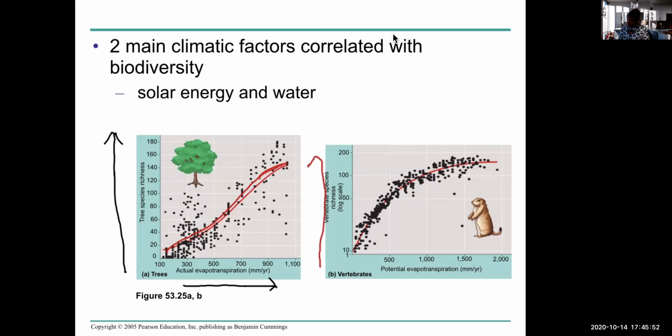And the same is the case here for vertebrates. Here's vertebrate species on the y-axis, and evapotranspiration. So the vertebrates also increase. Although the vertebrate species won't increase indefinitely because they are restricted by space. They generally need to have more space per species.